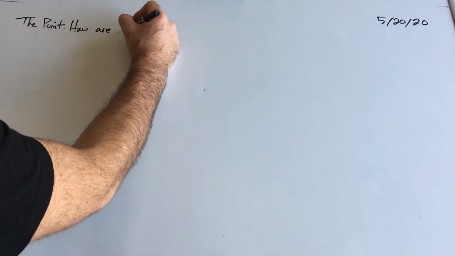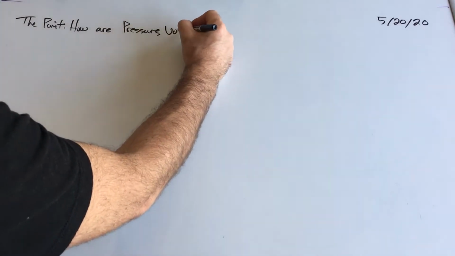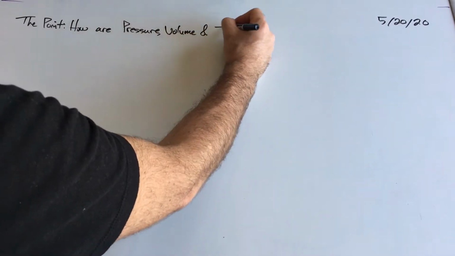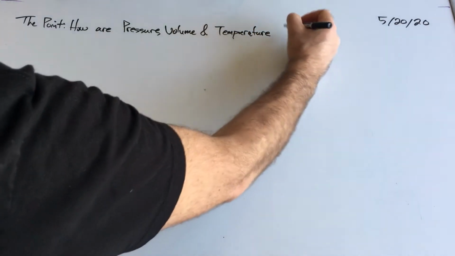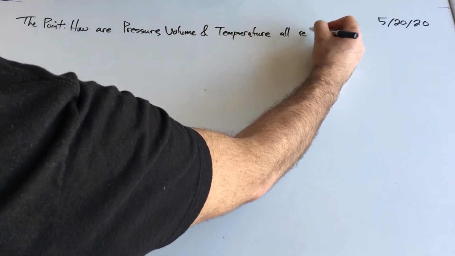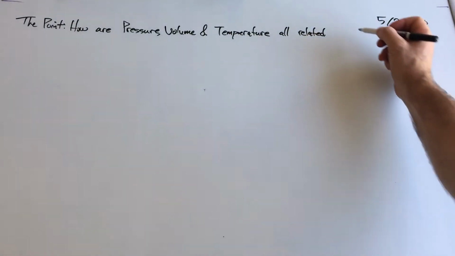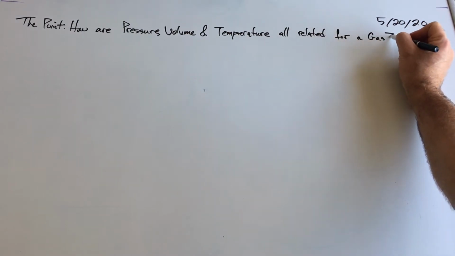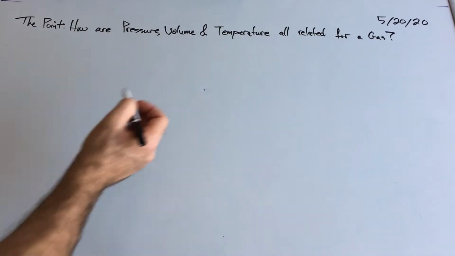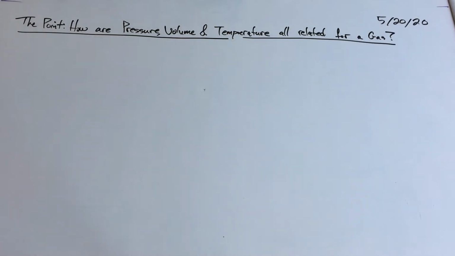pressure, volume, and temperature all related for a gas. So, and there's a law for this, and the law is called the combined gas law.